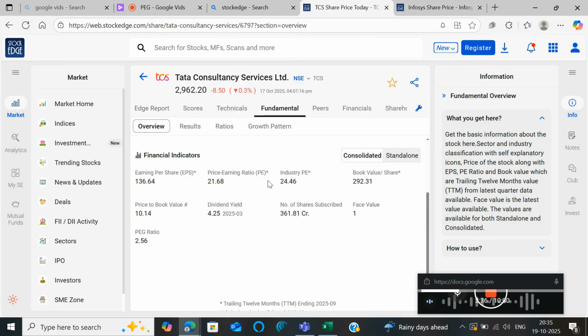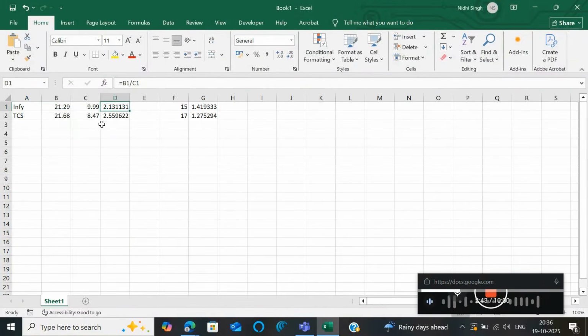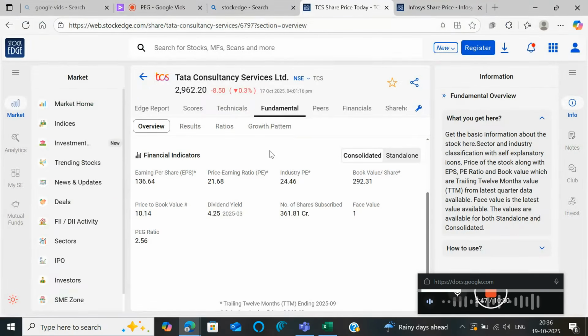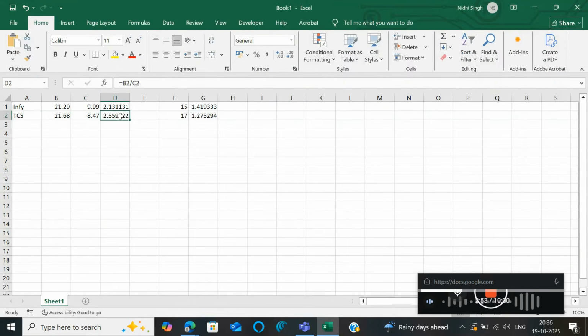If I try to do the same for TCS, 21.68 is my PE ratio, and 8.47 is the 5 years earnings growth. If I go here and check, it is 8.47. So if I calculate, it is coming as around 2.56. So this is the trailing PEG ratio which I have got.